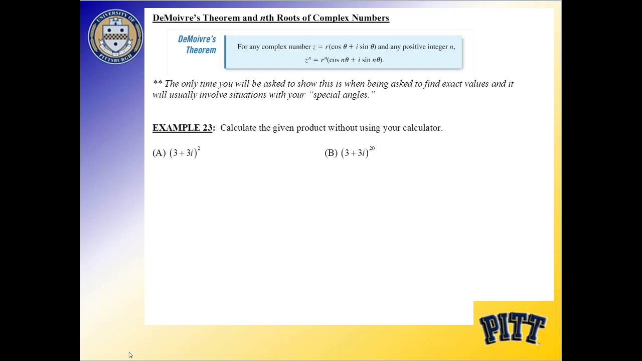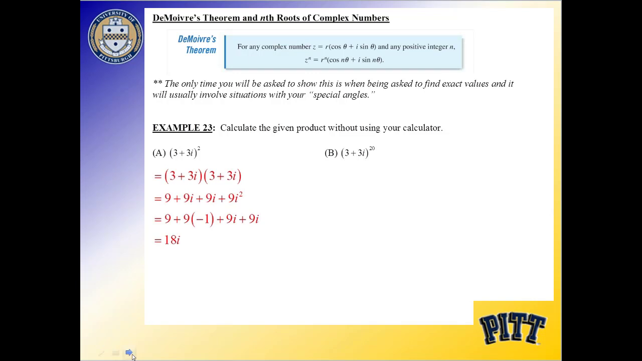This particular thing works really well for situations where I have really large exponents. If I'm just asked to do a squaring, like in part A, I'm going to probably do the foiling as I normally would, and that's what I'm going to show here. You don't have to use this theorem to get to this point. It's a lot easier to do this.